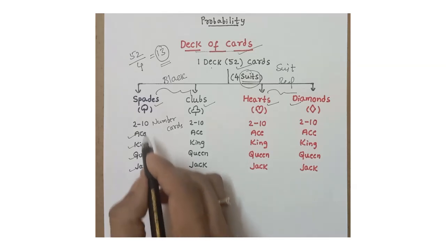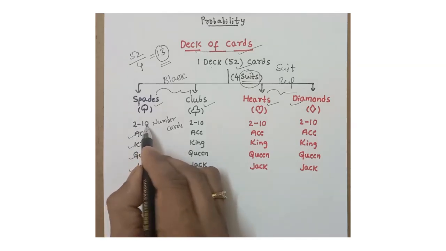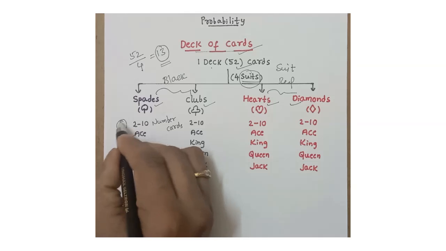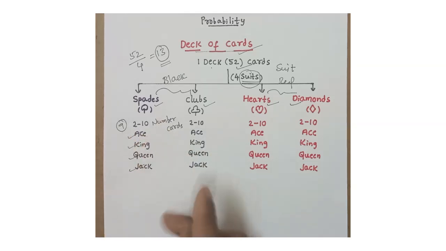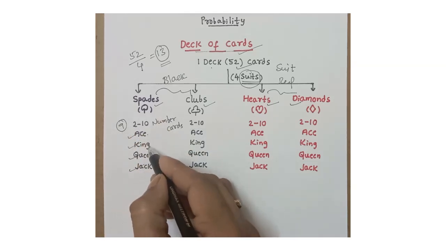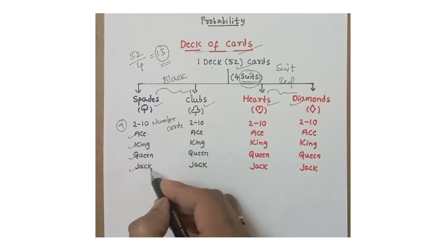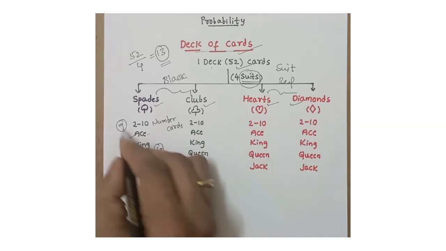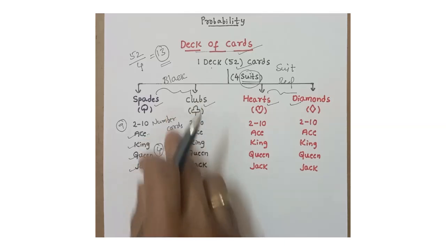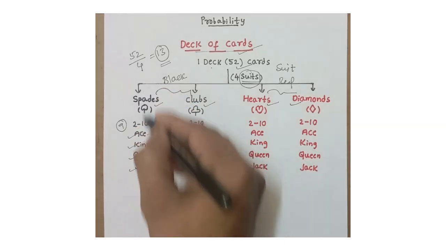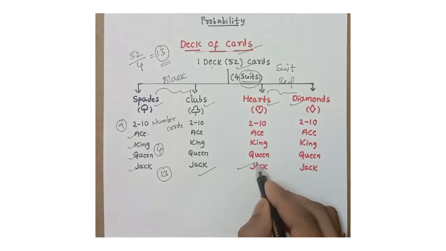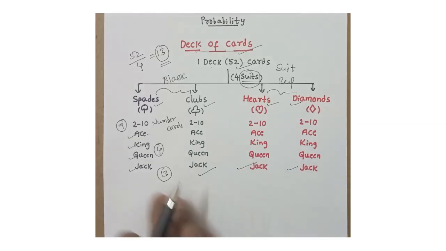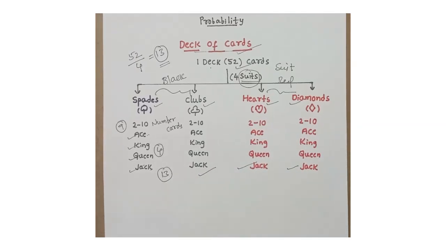How many are there? 2 to 10 means totally 9 number cards. After that, one ace, one king, one queen, and one jack, so these are 4 totally. 9 plus 4 is 13, so every suit has 13 cards. Same with clubs, hearts and diamonds. Spades and clubs are black, and hearts and diamonds are red.